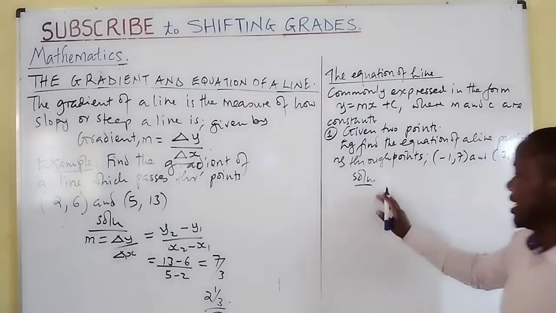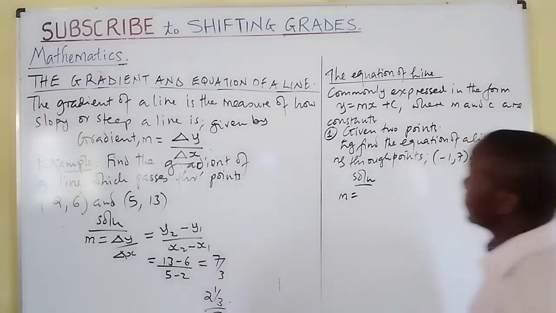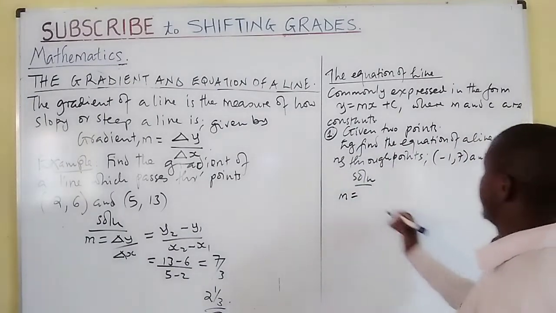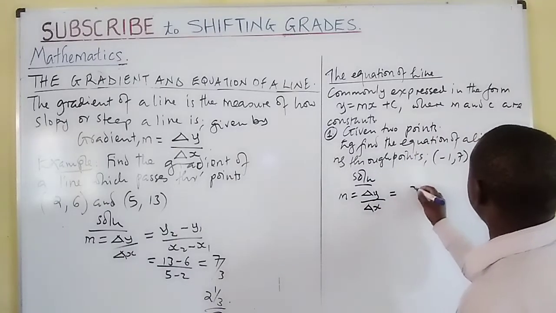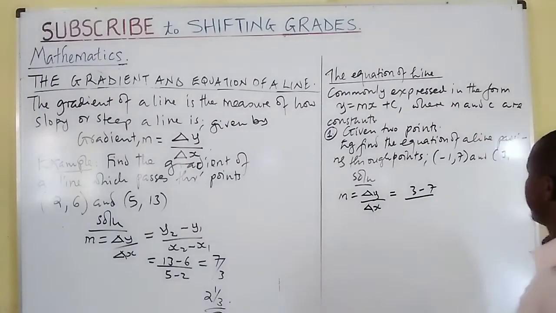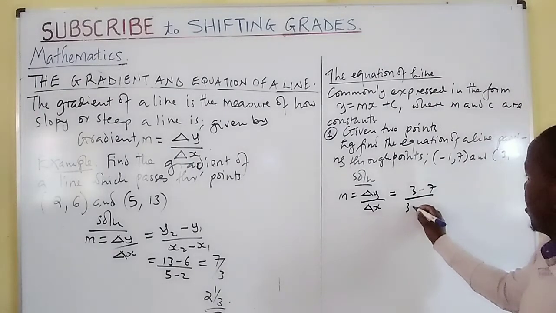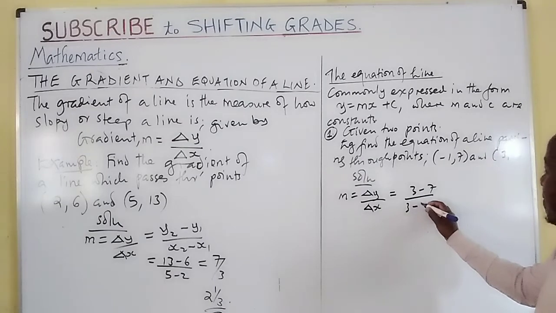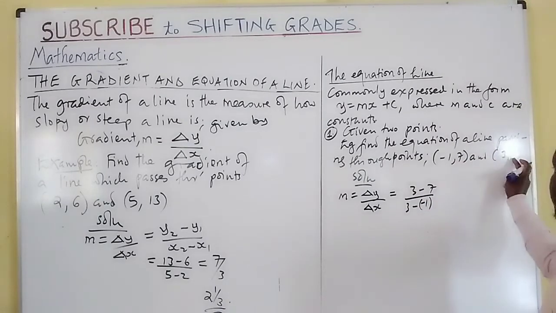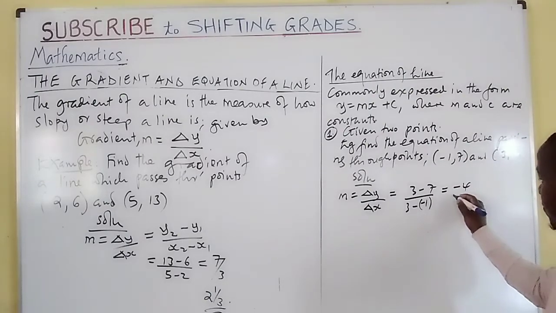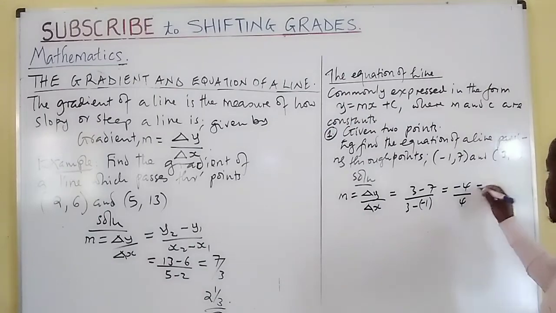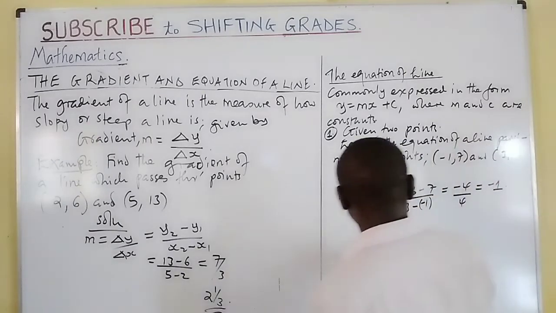To find the equation, we first get the gradient m, which is the change in y all over the change in x. This will be 3 minus 7 divided by 3 minus (-1). So 3 minus 7 is negative 4, and 3 minus (-1) is 4. This simplifies to negative 1. Therefore, the gradient of this line is negative 1.